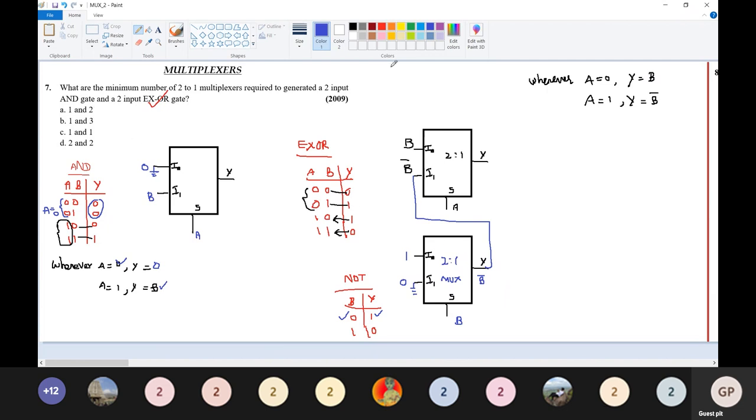What are the minimum number of 2:1 MUX? So now for the AND gate, you need only 1 MUX. And for the XOR, you need 2 MUX. So check for the answer, 1 and 2. So A is your correct option. Now we'll move to the next question.